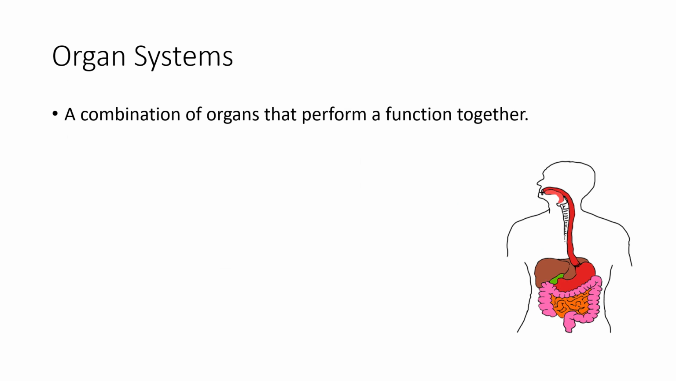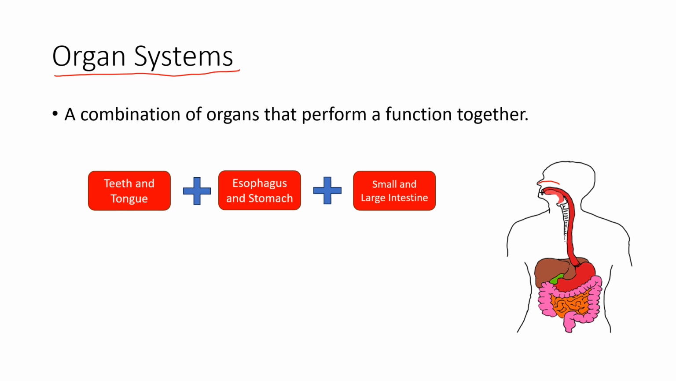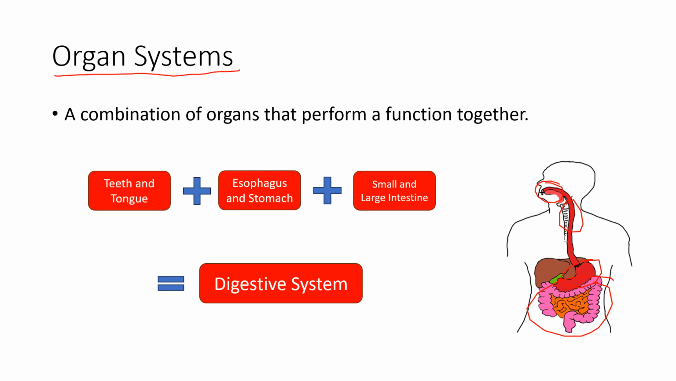Our next level of organization is to put those organs together and form systems. So organ systems are what we're going to spend much of the rest of this unit looking at, and it is a combination of organs that do various functions together. This first one here is probably familiar to you. We've got teeth and tongue, we've got the esophagus, we've got the stomach, we've got these intestines. And so together we call that the digestive system, which of course takes food, breaks it down into a form that can be absorbed by the cells and the rest of the body.